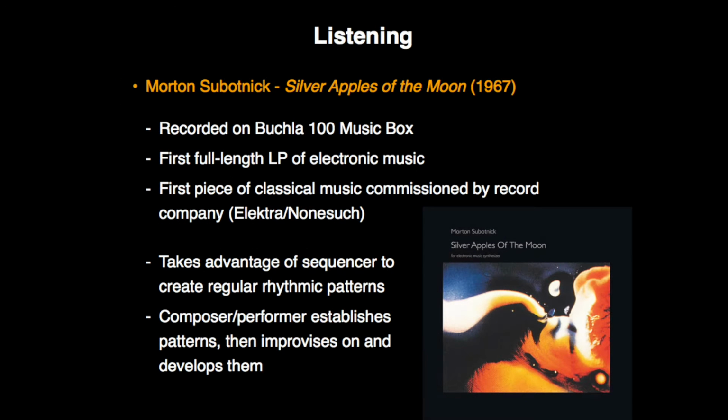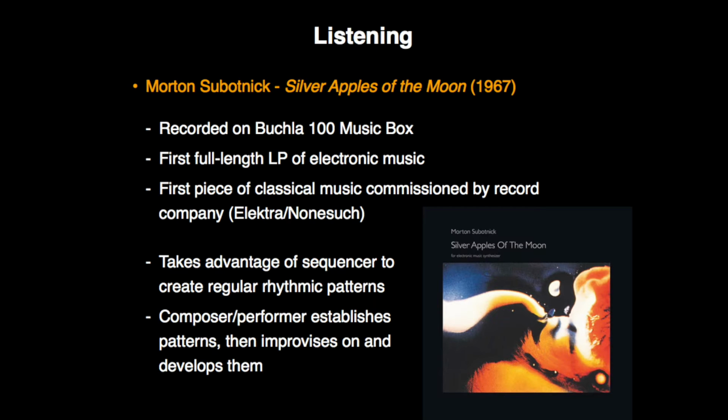So I mentioned in the outline, we're going to be looking at Silver Apples of the Moon, and this was a really important early synthesizer piece that relied pretty heavily on not just the Buchla synth, but the Buchla synth sequencers in particular. So this piece was recorded on the Buchla 100 music box, and it's historically important for a number of reasons. It was the first full-length album of electronic music. It actually came out the same year, but before Switched-On Bach. And it was the first piece of classical music to be commissioned by a record company. It was commissioned by the Elektra Nonesuch label.